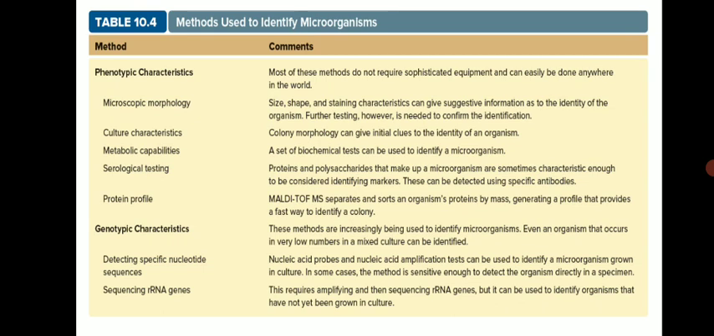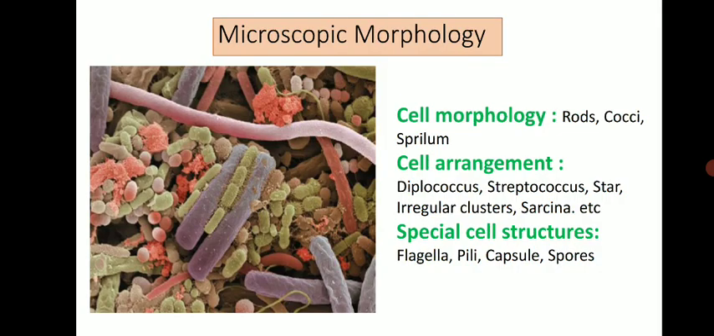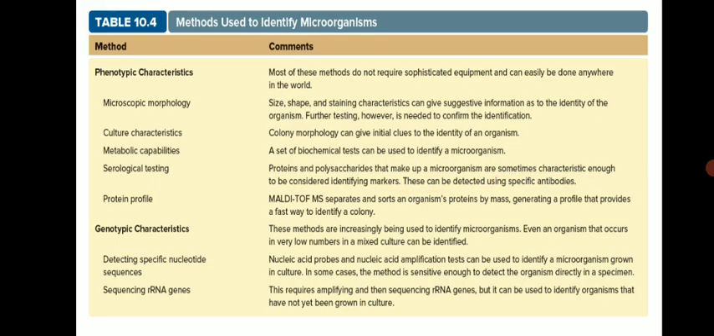So serological testing is mostly used in immunology, and it is mostly used in medical microbiology. Then next is protein profiling, where mass spectrometry separates an organism's proteins by mass, and they generate a profile that provides a fast way to identify a microbial colony. So all these methods include phenotypic characteristics. Then there are genotypic characteristic based methods.